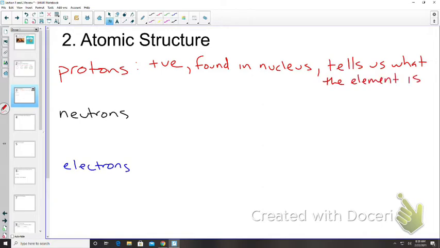Anything else about protons? I think that's pretty good. Moving on to neutrons. What do we know about neutrons? Let's start off with the charge. They have no charge. Okay, good. And where are we going to find these guys? In the nucleus as well. Okay, good.